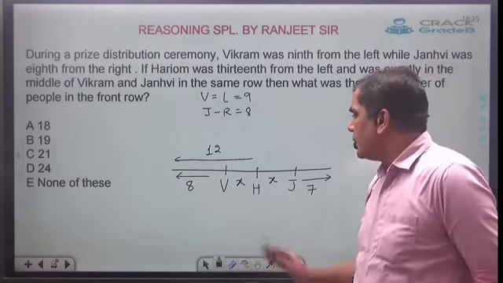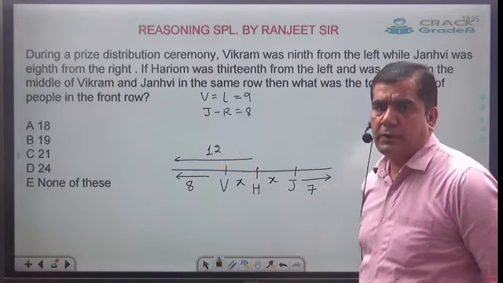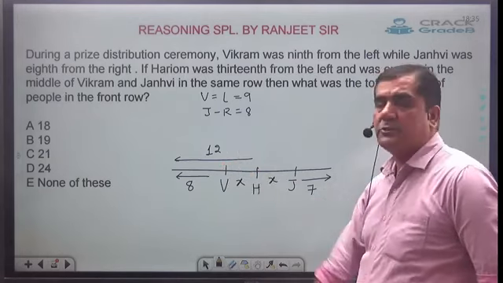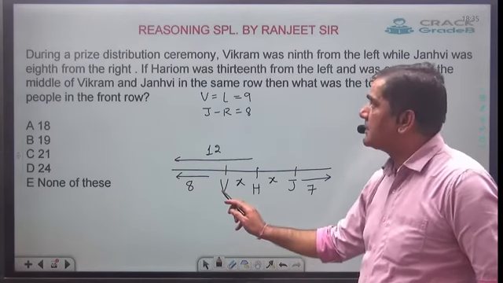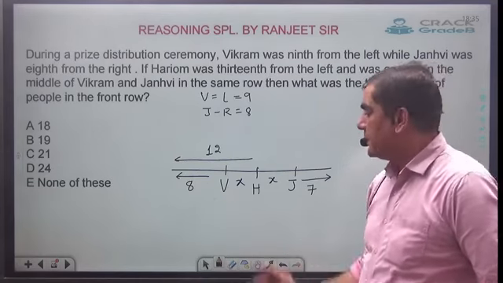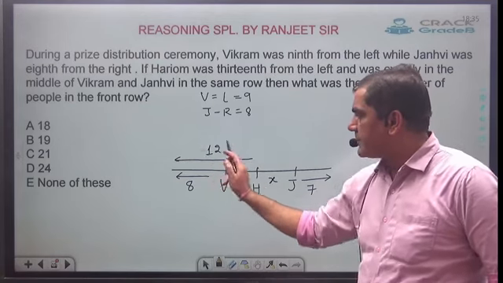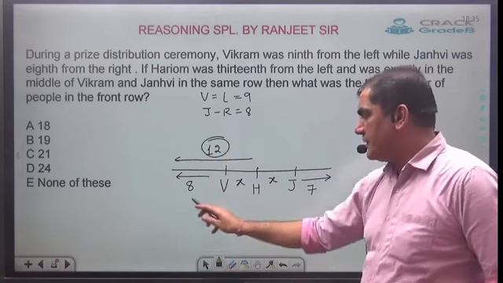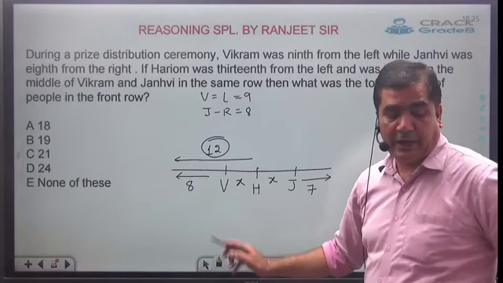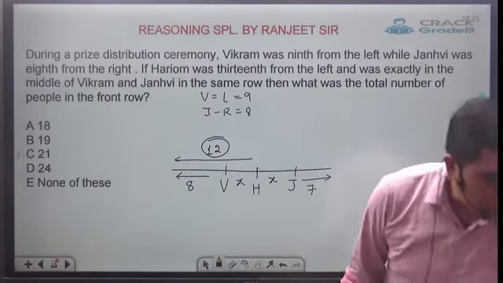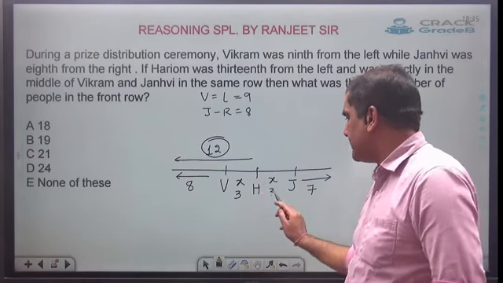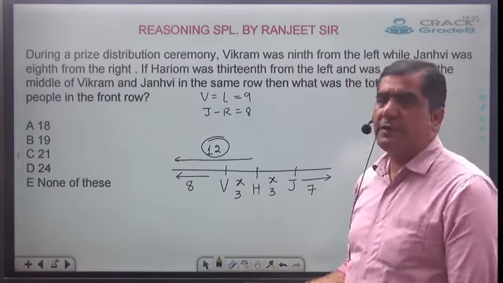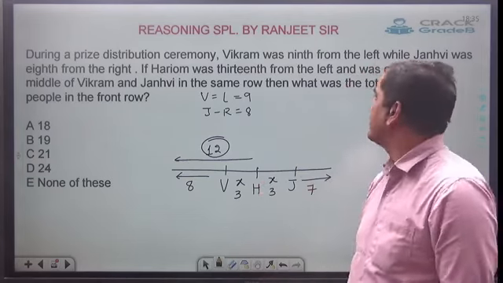Now just see. To the left of Hari Om there must be 12. And out of this 12, this 8 and 1 is Vikram has come. So 9 has already come. So the remaining comes out to be what? 3. So 3 will be over here. So if that is 3, this must be 3, because they have given that Hariom is exactly in the middle.